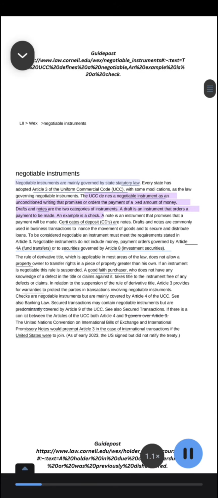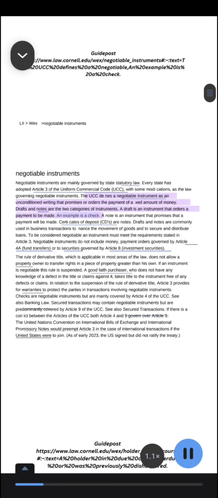Law greater than Wex. Negotiable instruments are mainly governed by state statutory law. Every state has adopted Article 3 of the Uniform Commercial Code (UCC) with some modifications as the law governing negotiable instruments. The UCC defines a negotiable instrument as an unconditioned writing that promises or orders the payment of a fixed amount of money. Drafts and notes are the two categories of instruments.